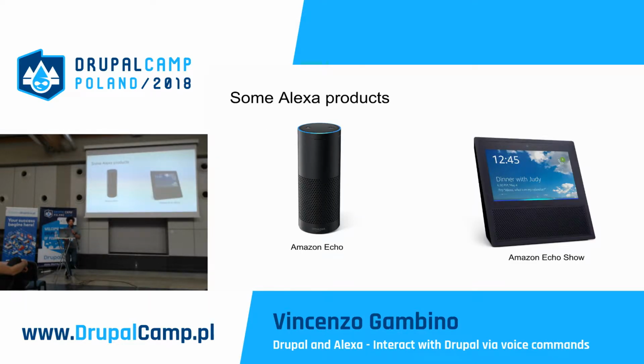So these are some of the Alexa products. We have the Amazon Echo, which is audio only and comes in 3 products. This is the Echo Plus actually. Then we have the Echo, a little bit smaller, and the Echo Dot, which is the smallest one. And then the Amazon Echo Show, that shows audio and can play video or show images.